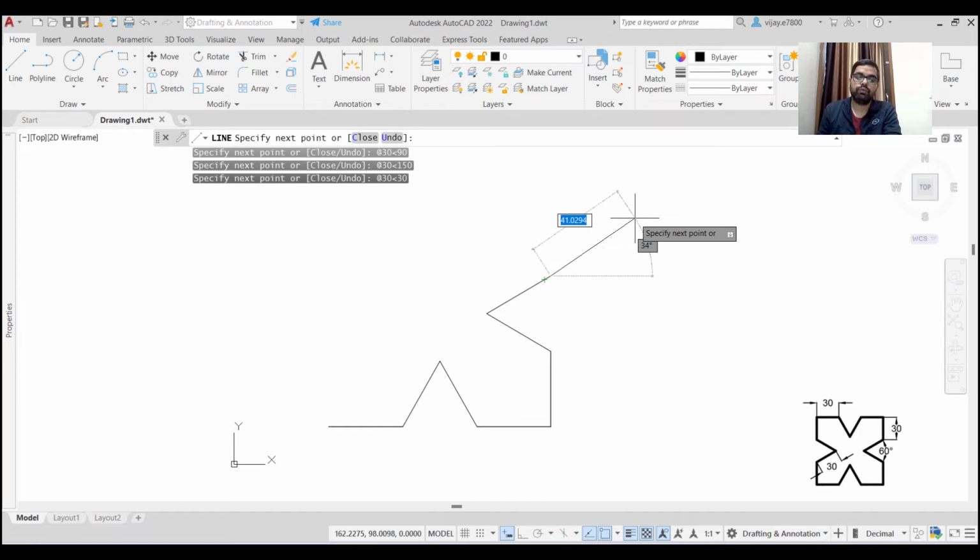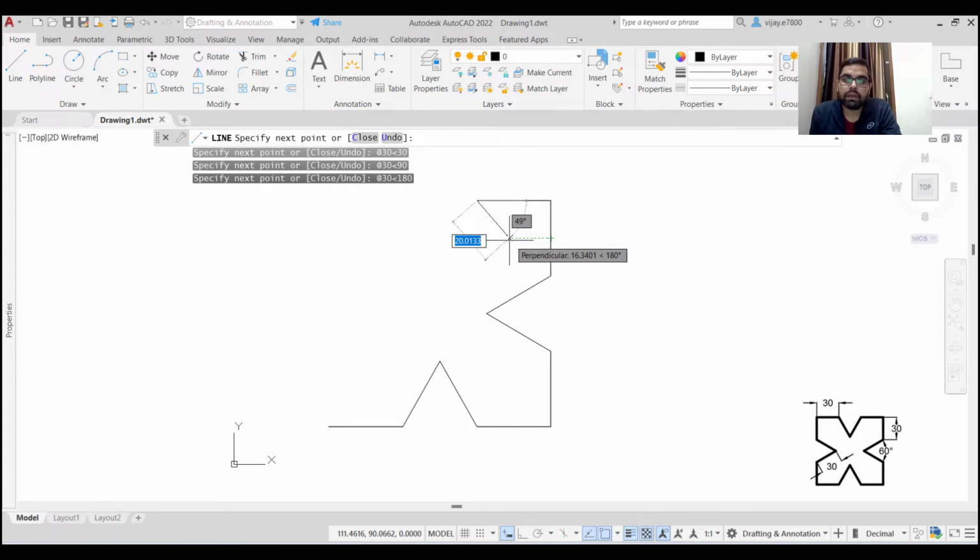Now we need to move vertically upwards, so side will be 30 and angle will be 90. Similarly, this time side will be 30 and angle will be 180 degree. Then press enter. Now take a look. We need to make an angle of 60 degree from here. So this time the angle will be either 180 plus 60, or basically 90 plus 30.